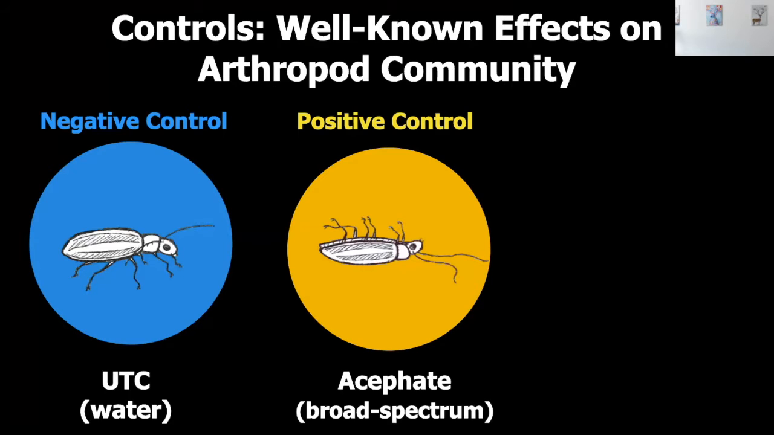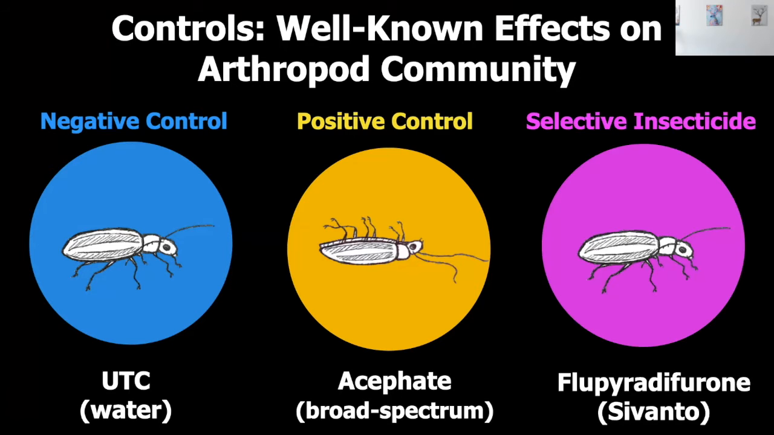We established controls with well-known impacts on the arthropod community. The goal of these controls was to determine at which plot size or sizes you would be able to detect these known effects and to validate our experimental design. We had water as our negative control because it does not impact arthropods. We had a positive control, acephate, which is a broad spectrum insecticide that kills the majority of arthropods in our system. And we had a selective insecticide, Sivanto, which, because it's fully selective, won't impact the arthropod community.